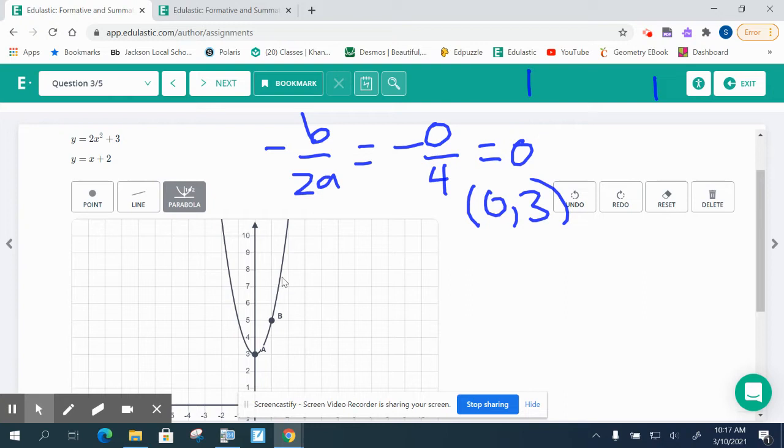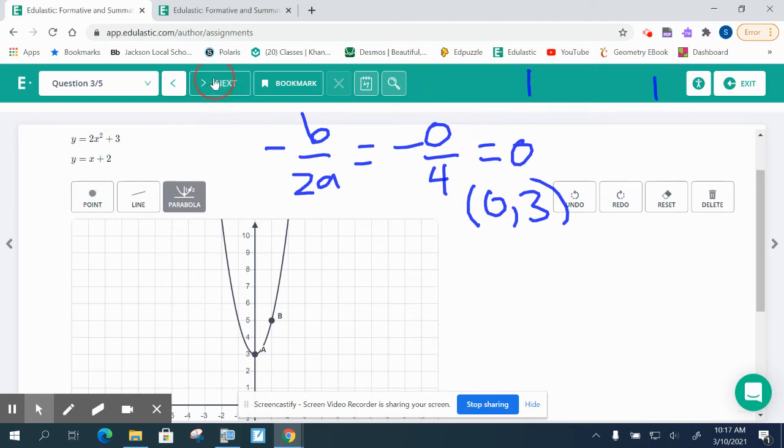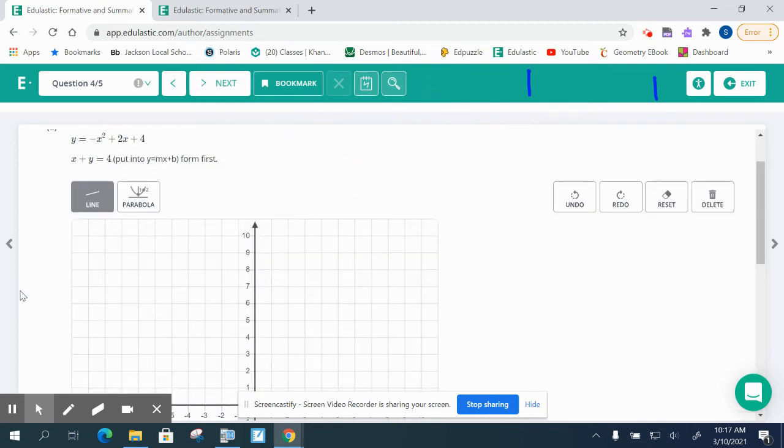So that's that one. And then you would do x plus 2. For this one, I think that they don't end up intersecting though, so you wouldn't need to use the point tool. That would be like no solution.